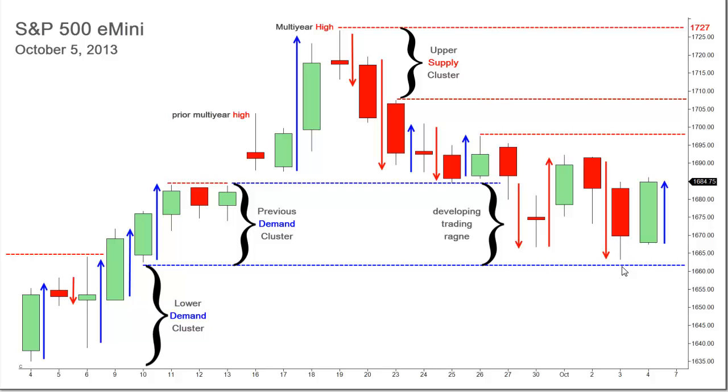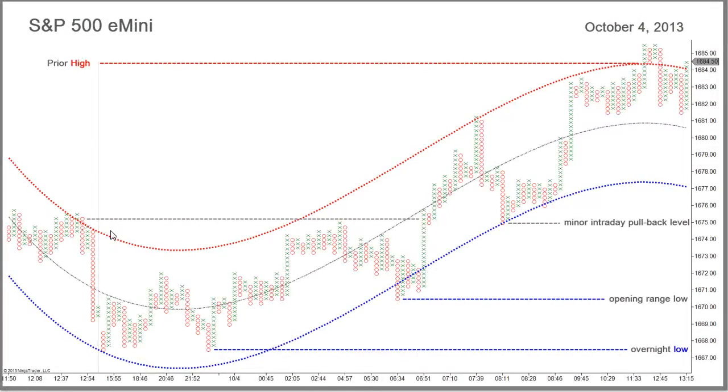1663. During the pullback, the selling pressure decreased, buying interest entered, and the S&P auctioned back up off the low, and on Friday closed the session at 1684. On Thursday, the S&P had closed at 1675.